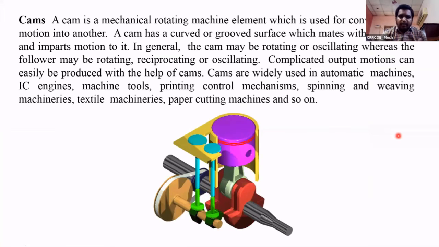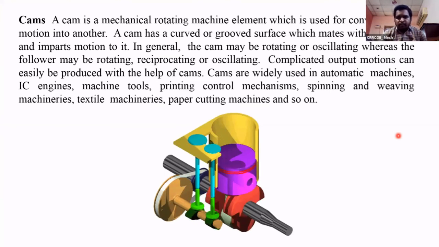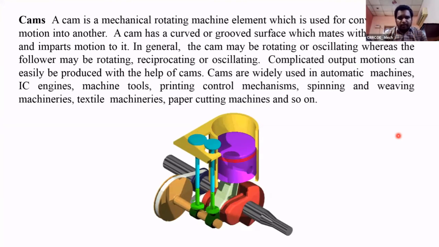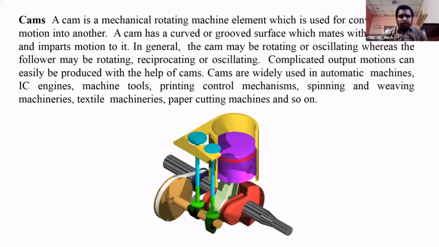The cams may be rotating, sliding, or in translation motion. A cam has both rotational and translation motion according to the application, and the follower may be rotating, reciprocating, or oscillating depending on the application of the mechanism. These cams are used for making complex motions, and cam mechanisms are used in different industries like IC engines, automatic machines, printing machines, spinning machines, and textile industries.